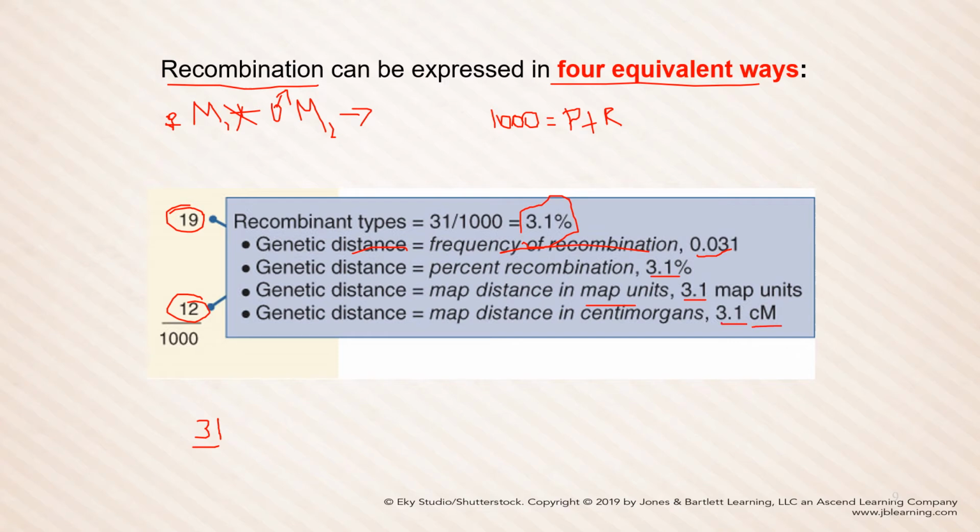So again, this is not very difficult. There will be some questions related to this, and this, of course, will be much clearer in the following slides when I show you an example of a cross with fruit flies and the parentals and the recombinants. But I just wanted to tell you that there are 4 equivalent ways to measure recombination, and you will see it in a second.